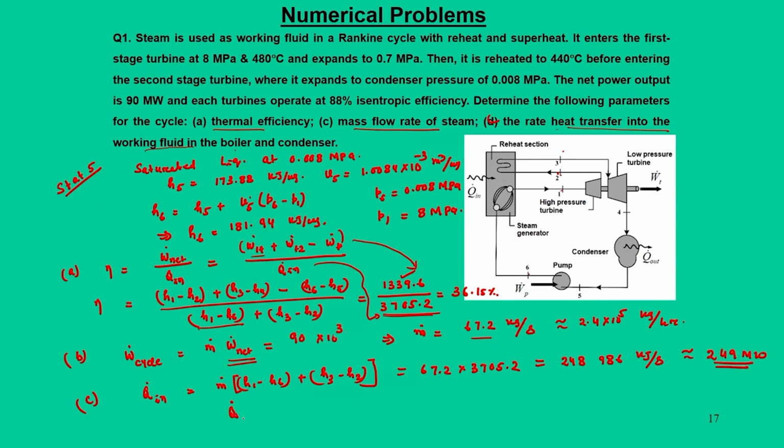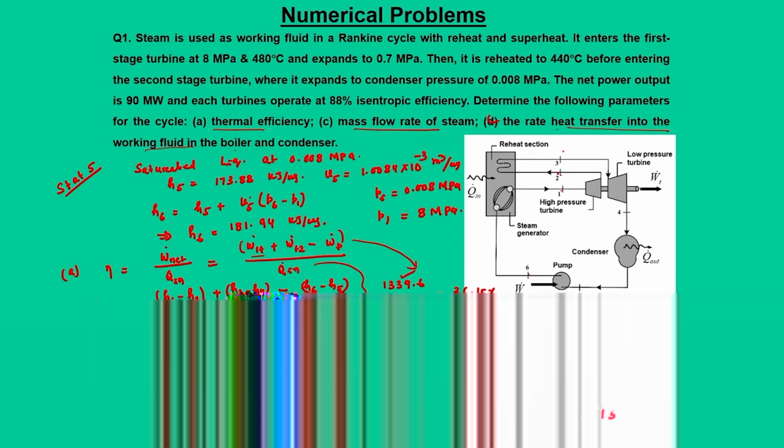And similarly, Q dot out, which is in the condenser, is nothing but m dot into (h_4 minus h_5). So, this is 67.2 times h_4 minus h_5, which is already evaluated, that is 2539.5 minus 173.88. So, this number is 158,970 kilojoule per second, or approximately 159 megawatt.